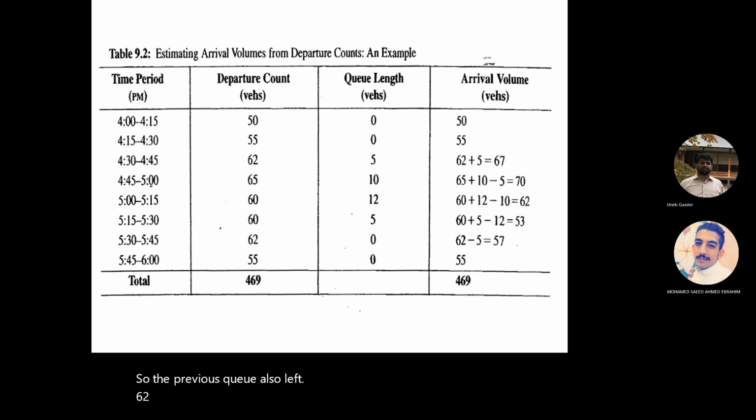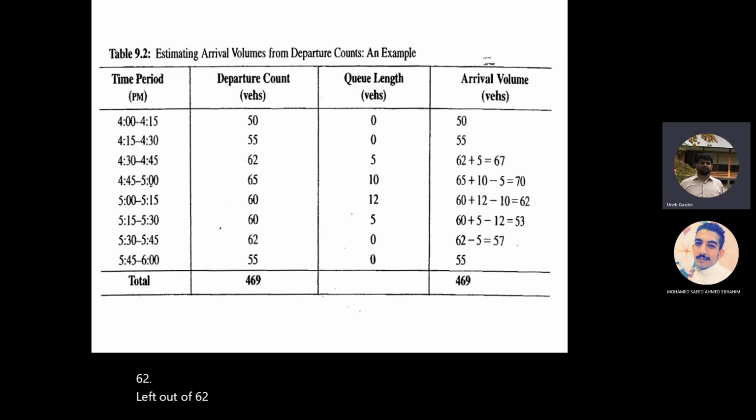62 left. Out of 62, 5 were already there. So how many came now? 62 minus 5. Got it? Again, if you apply the equation, 62 plus 0 minus 5. Same answer. Got it?